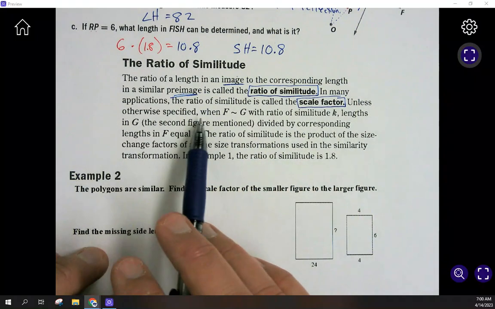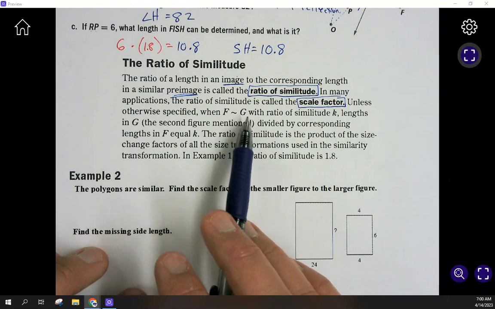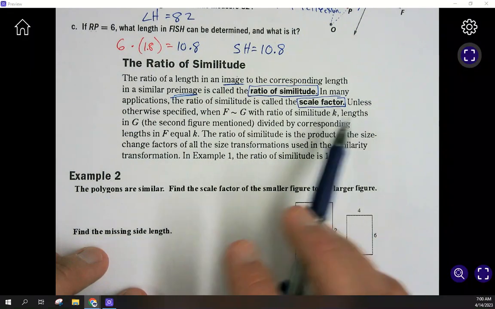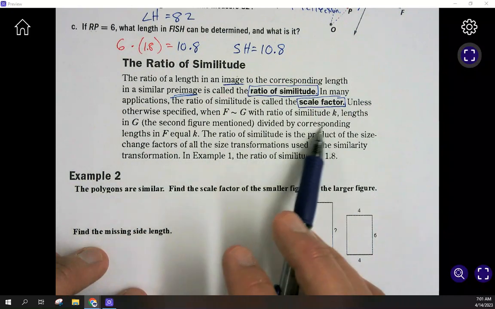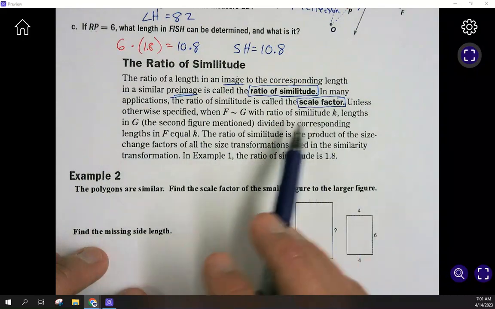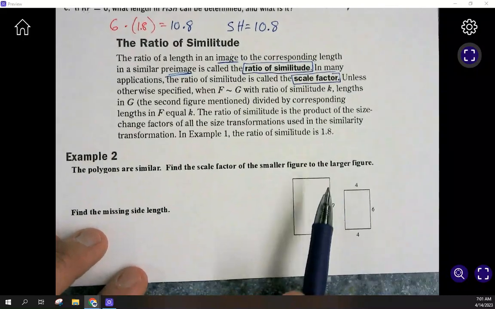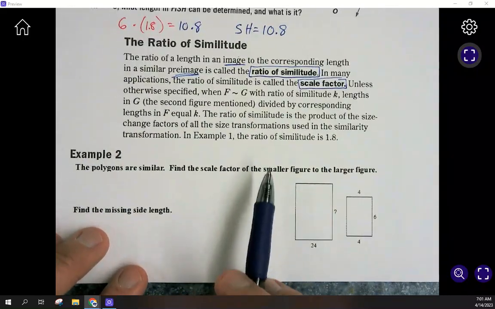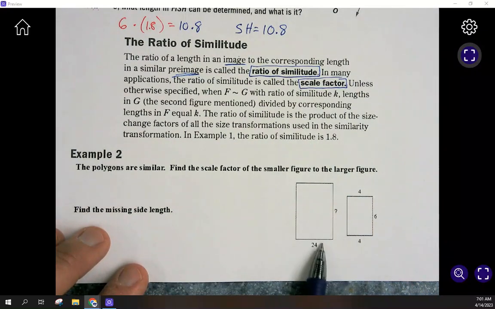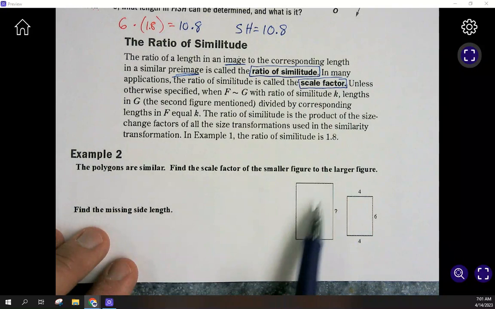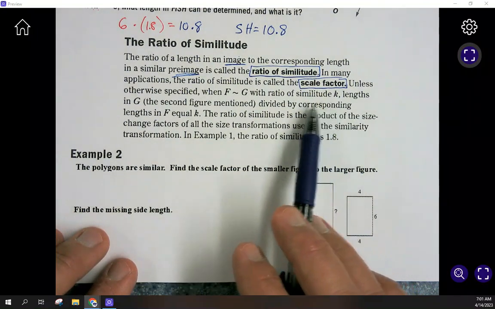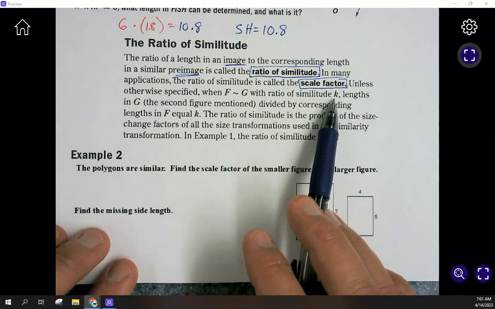All right, so unless otherwise specified, when two shapes are similar with a ratio of similitude k, the lengths in G divided by the corresponding lengths of F will equal k. So just reading that sentence, it sounds confusing. But basically, if we skip down to the picture over here, if we have these corresponding lengths and we know that these are similar, in this shape they will be similar, so we're already jumping into this question right here. The ratio of similitude is going to be represented by k.